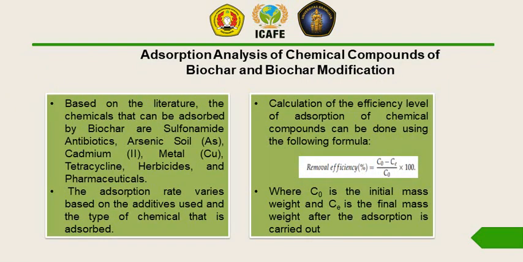Based on the literature, the chemicals that can be absorbed by biochar are sulfonamide, antibiotic, arsenic soil, cadmium, metal, tetracycline, herbicide, and pharmaceutical. The absorption rate varies based on the additive used and the type of chemical that is absorbed. Calculation of the efficiency level of absorption of chemical compound can be done using the formula below.